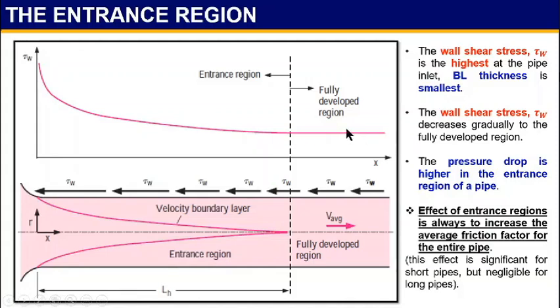Okay, the pressure drop is higher in the entrance region of a pipe. The effect of entrance regions is always to increase the average friction factor for the entire pipe. This effect is significant for short pipes but negligible for long pipes. Okay, I believe you already understand this background, the basic knowledge of the entrance region.